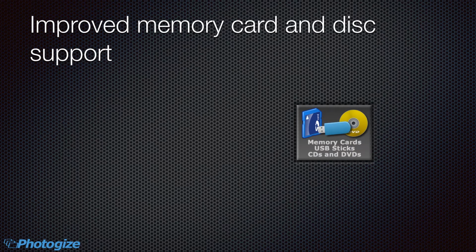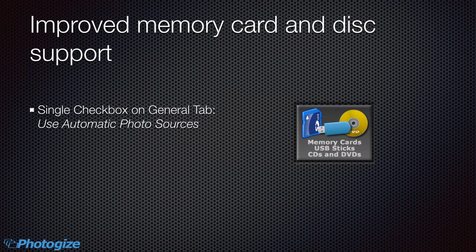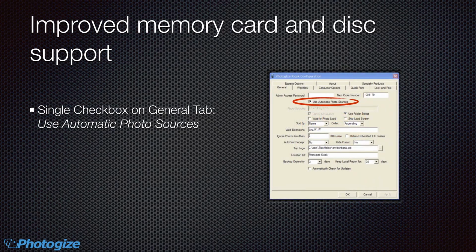So let's talk about the first thing, which is this improved memory card and disk support. Previously in our system, if you can see below the red circle there, or ellipse, we had this field called Photo Sources in the kiosk configuration general tab. So you'd key in all the different possible drives, like D, E, F, G, and so forth. We now have this checkbox, and it is not on by default.